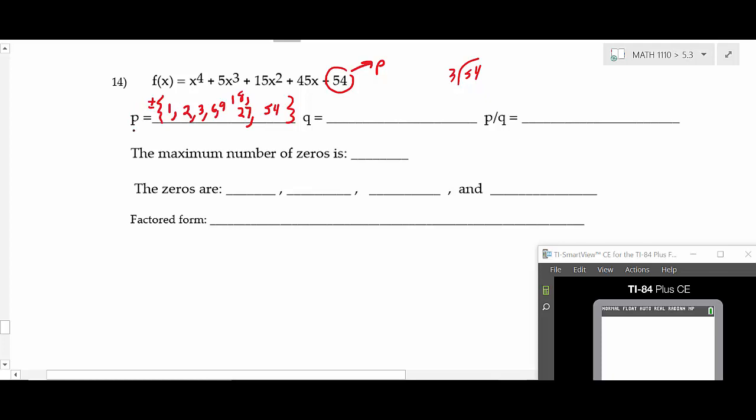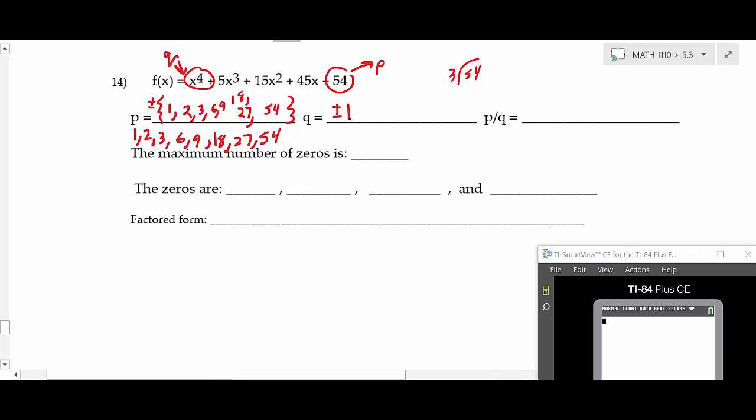Okay, so what I've got, I'll write that a little more clearly, is 1, 2, 3, 6, 9, 18, 27, and 54. And then they're all plus or minus because your zeros can be negative or they can be positive. Okay, now Q, of course, is the leading coefficient. So the number in front of that's 1. So that's just plus or minus 1 like that.